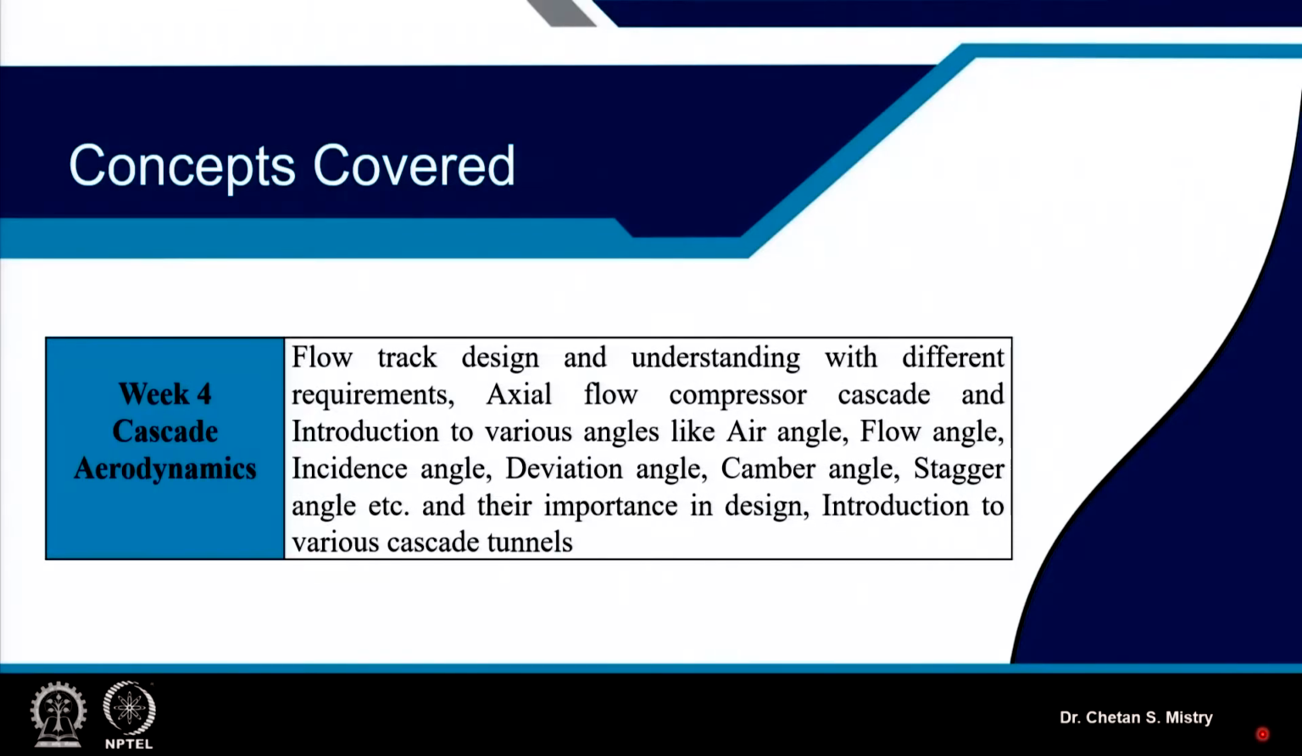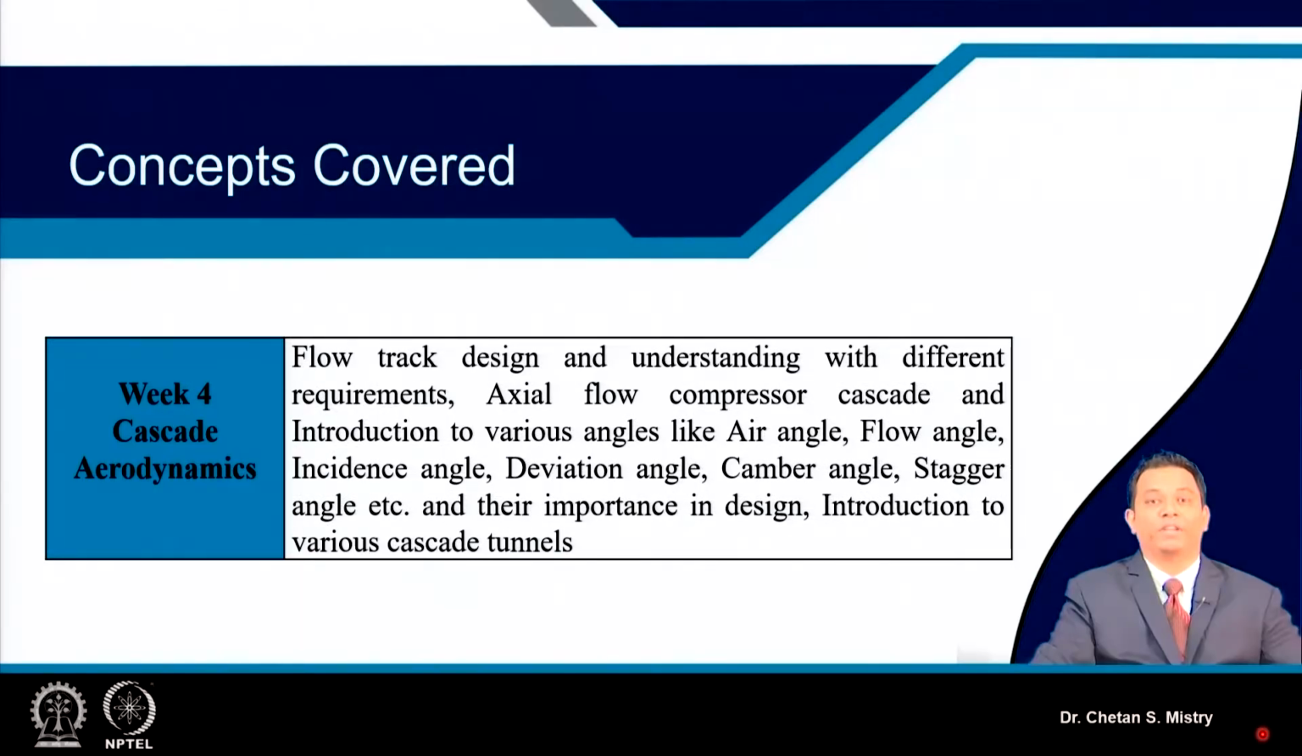Last week we were discussing very important aspects which cover the flow track design, and we discussed different kinds of configurations which are possible for designing the flow track for an axial flow compressor, be it LP spool or HP spool. We discussed the constant tip diameter configuration, the constant hub diameter configuration, and the constant mean diameter configuration.